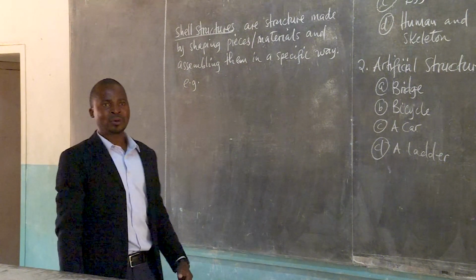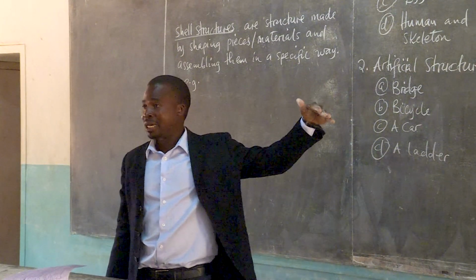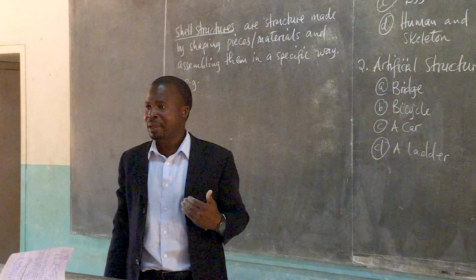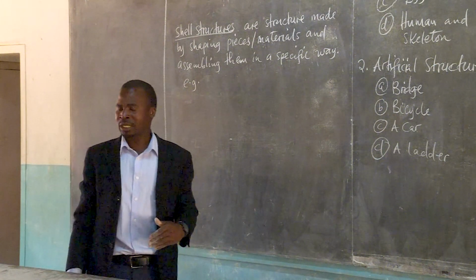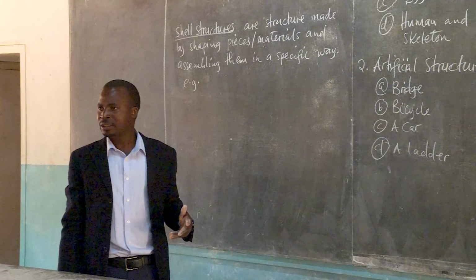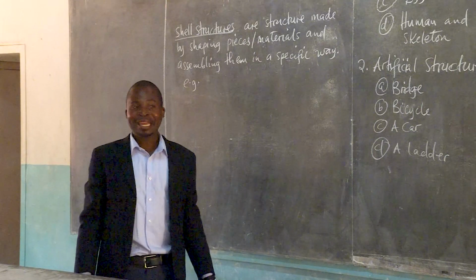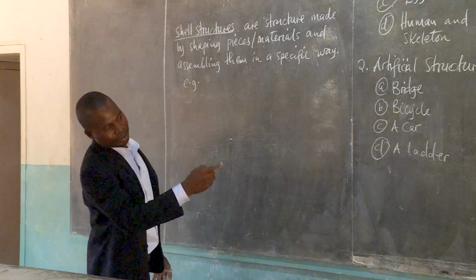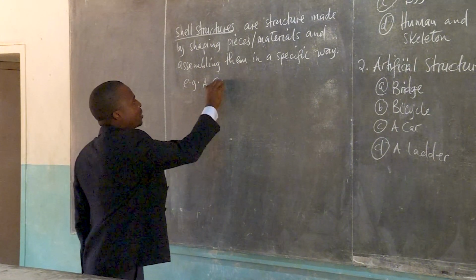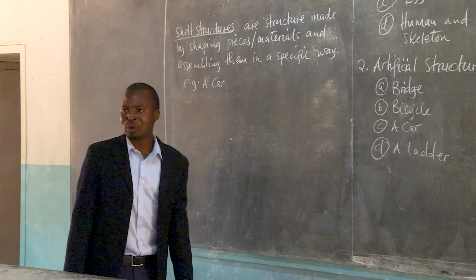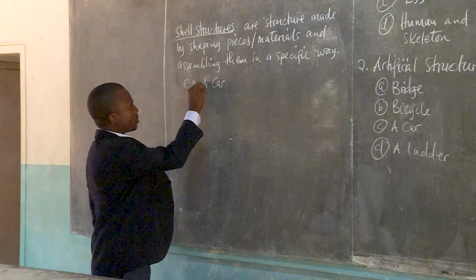What are the examples of shell structures? Remember, we're talking about artificial structures, right, which are made by man. Now, what are the examples of shell structures? Titus. A car. So a car is an example of a shell structure. What else?